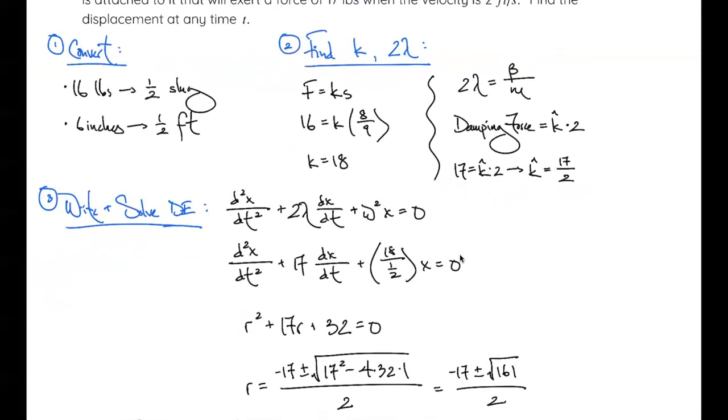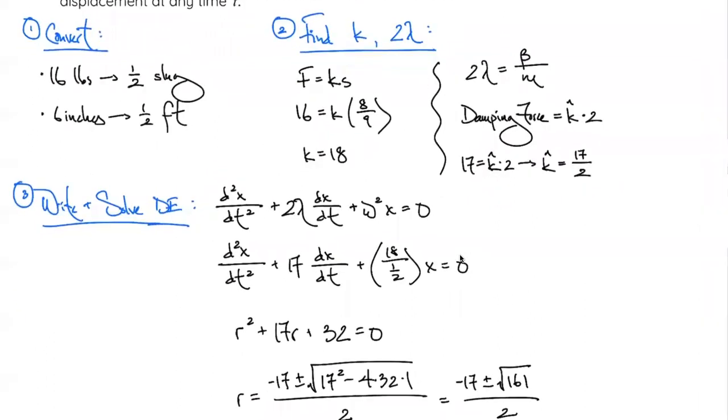Now this 17 halves tells us our lambda. Now what we want to do here, though, is go ahead and double that, because in our equation we have a 2 lambda. So instead of 17 halves, we're going to have 17 as this coefficient.